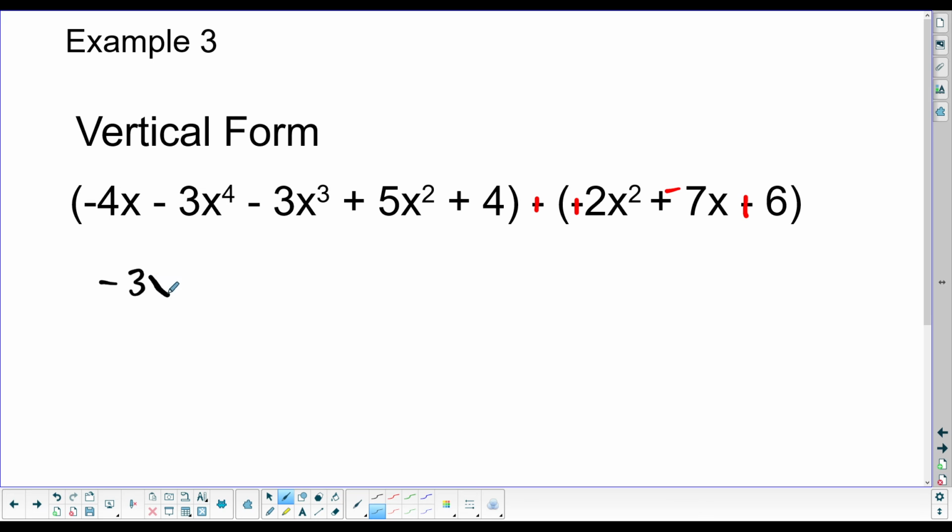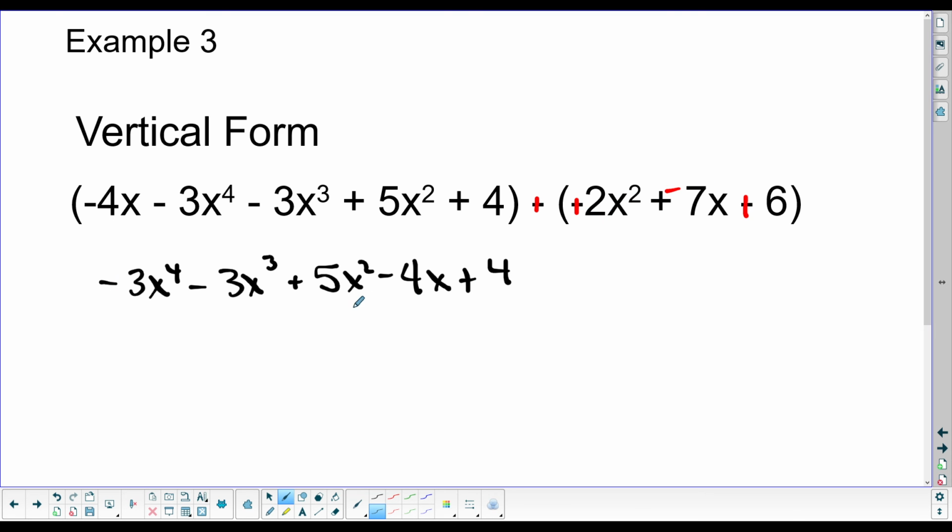So I've got -3x to the 4th, -3x cubed, positive 5x squared. And then I've got my linear term down here, -4x, and then plus 4. In standard form, this would be a quartic polynomial with 5 terms, 1, 2, 3, 4, 5 terms. Leading coefficient is -1. And we're going to add these.